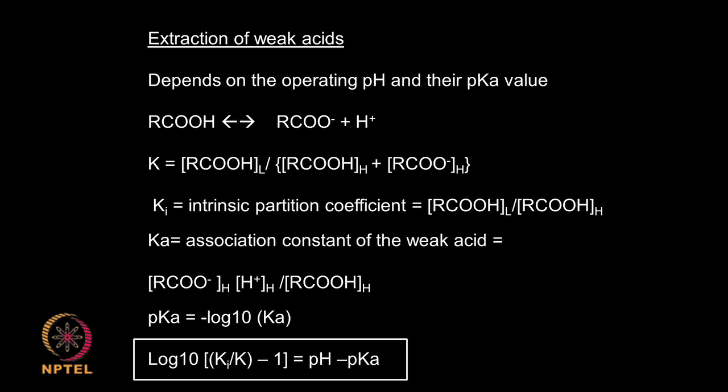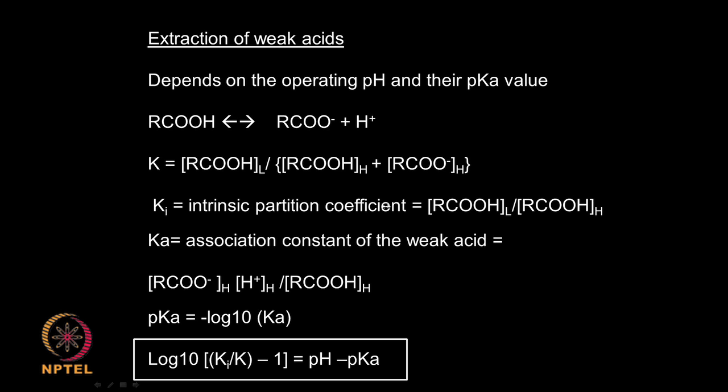Okay, so, extraction of weak acids, it depends on the operating pH and their pKa value. So, you all know pKa, what is pKa? pKa is the pH at which this dissociates, right. Okay, so, you have acid RCOOH, it can dissociate to form RCOO minus plus H plus. Okay. Now, if you look at the partition coefficient K, so we have RCOOH in the liquid phase, and when it goes to the heavy phase it will have RCOOH and RCOO minus.